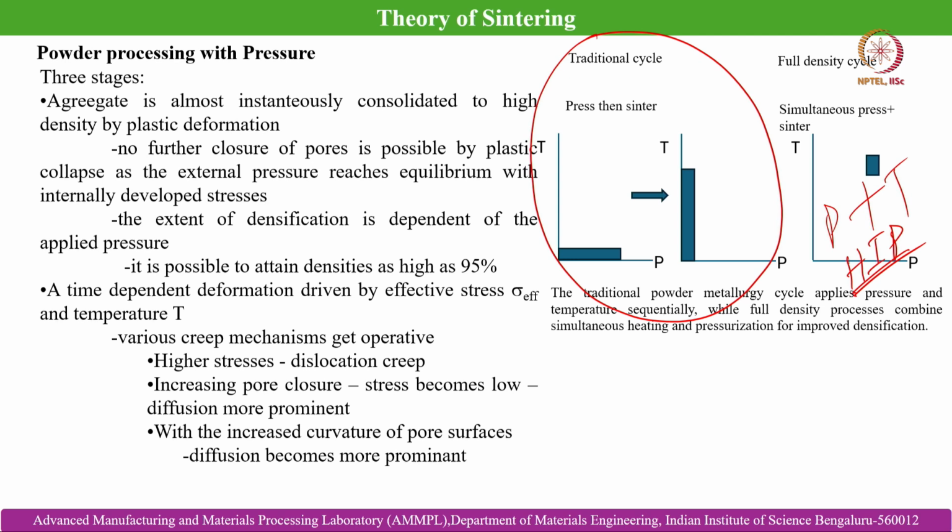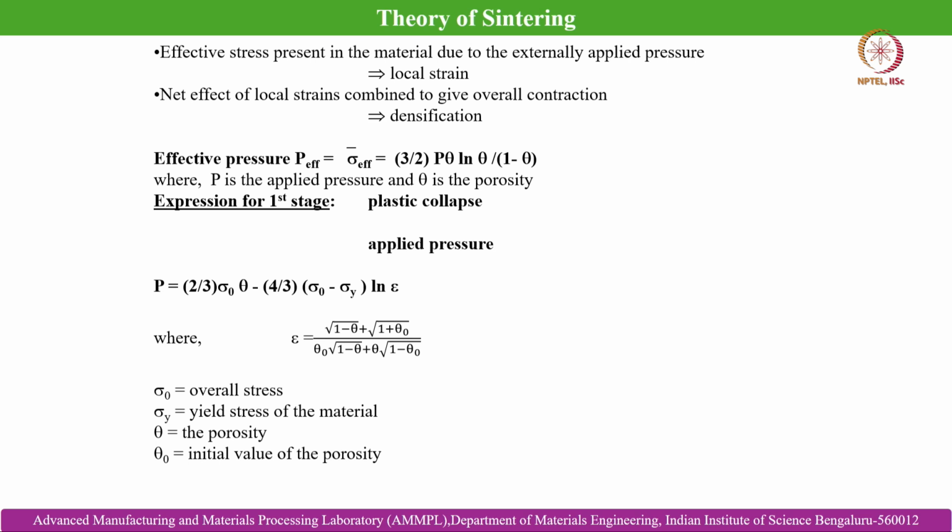So, the effective stress present in the material due to the externally applied pressure causes local strain. The net effect of local strains combines to give an overall contraction of the sample undergoing sintering, which is called as a whole densification. So, the effective pressure P effective is equal to sigma effective is equal to 3 by 2 P theta ln theta by 1 minus theta, where P is the applied pressure and theta is the porosity.